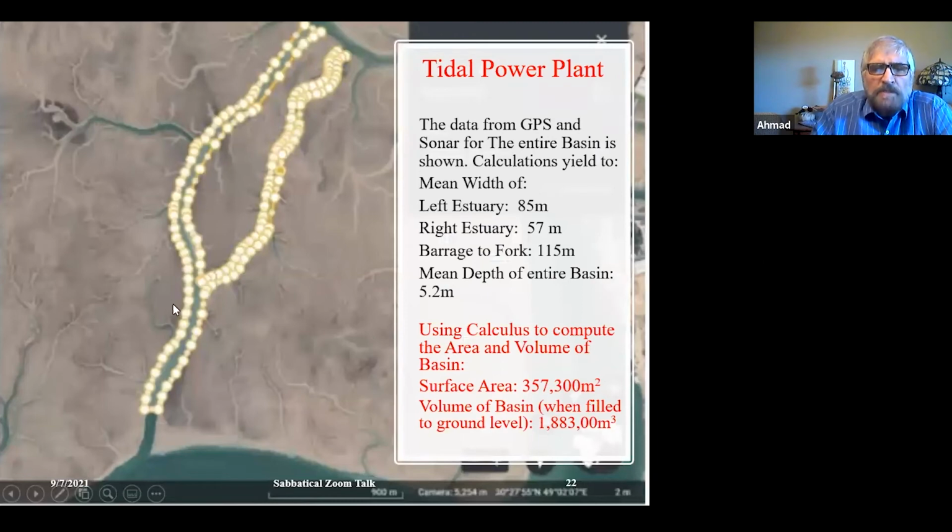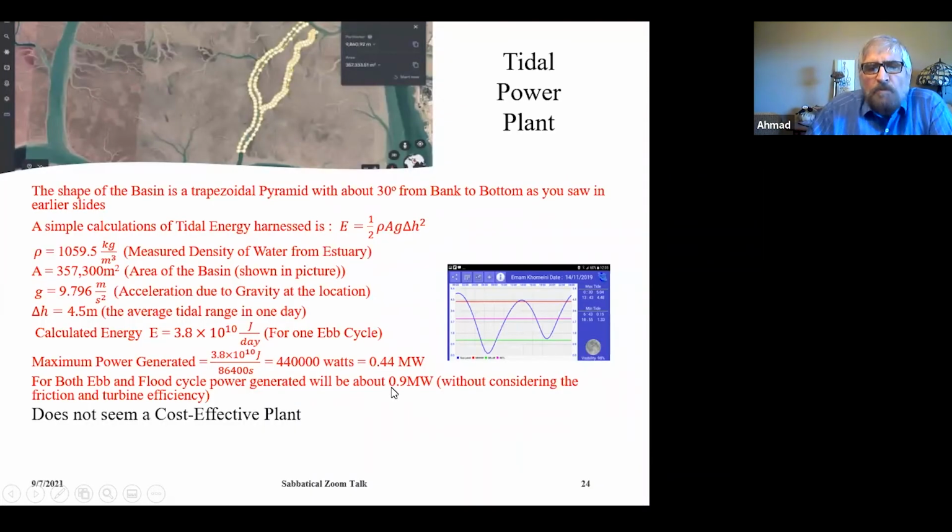All the data points that we have collected and mapped out, along with the computational technique that we applied, allowed us to see that the surface area of water available is about 360,000 square meters, and the volume of water available is about 2 million cubic meters. Putting all this data into this formula allowed us to calculate about 0.5 megawatt of power generated through an ebb cycle, and combined with the flood cycle makes it about 1 megawatt. This is even without considering frictional losses and efficiency of the turbines.